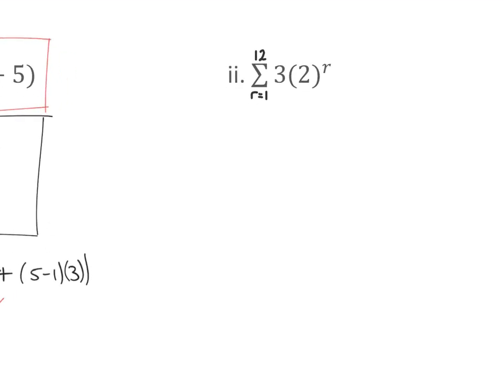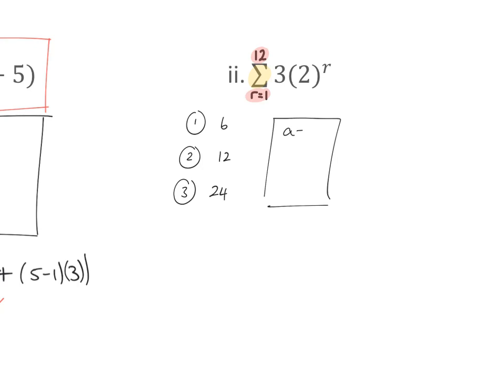Okay, for B, we have the sum from 1 to 12. So we're going to generate the first few terms. Which gives us the information for our box. This one's a geometric with a common ratio of 2, and n is 12. And we are finding the sum of 12. So the geometric formula is given.